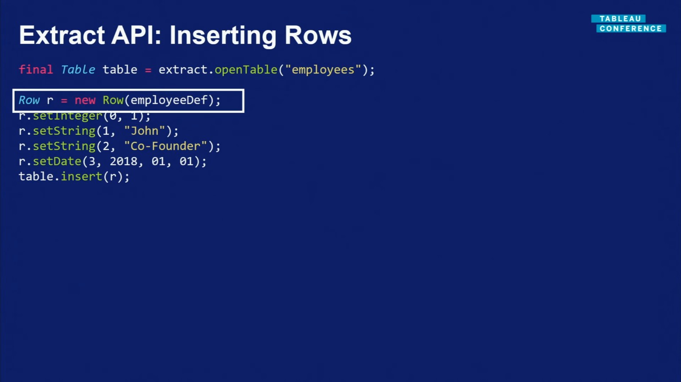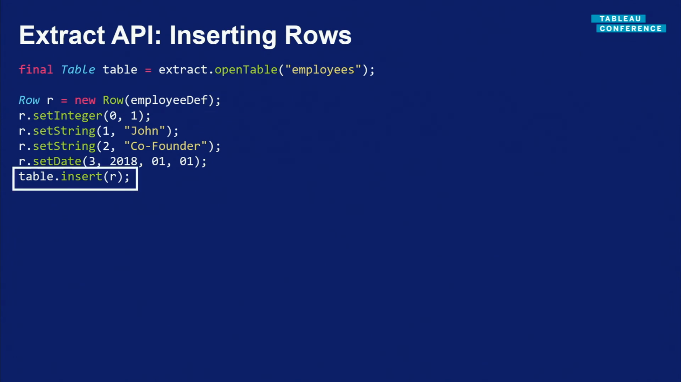And I'm using the setDate method there to set it to January 1st, 2018. And then we're going to insert our row into the table. And you don't even need to do anything else after this point. The extract has already been saved. There's no calling an extract.save method. You're literally editing this extract on the fly. And this extract can easily be opened into Tableau Desktop, and you're all set.